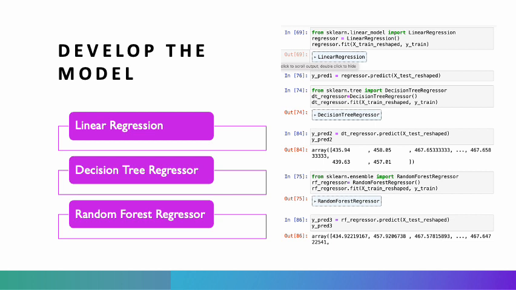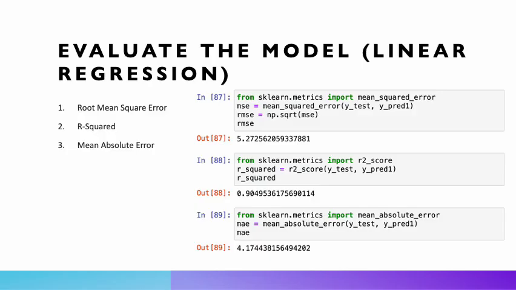Right. So after creating these models, the next thing I did was to evaluate the model. So I used 3 evaluation parameters or metrics, which is the root mean square error, the R squared, and also the mean absolute error. So I did this for each of the models. So the one on the screen right now is the linear regression, right? And I found the root mean square error, the R squared, and also the mean absolute error, which you can see. The root mean square error is 5.2, the R squared is 0.9, and the mean absolute error is 4.17.